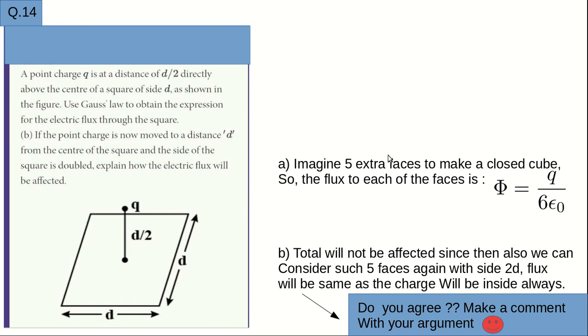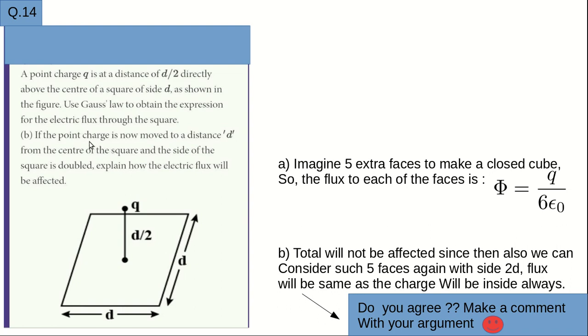So for the flux through this surface, you need 5 other faces to cover up this charge. As we know, for Gauss's law to be valid we need a closed surface, so we need 5 other faces to cover this up. Total flux, if you make a big cube out of this by imagining the other 5 planes, is from a closed surface, so the flux will be q by epsilon naught. So from each of the surfaces the flux will be q by 6 epsilon naught, right?